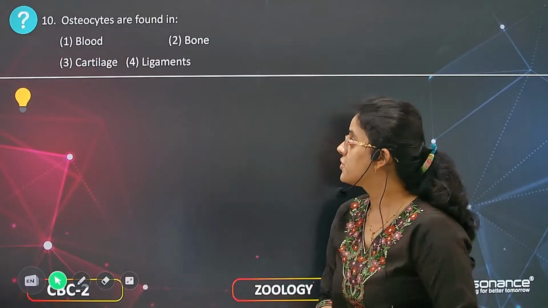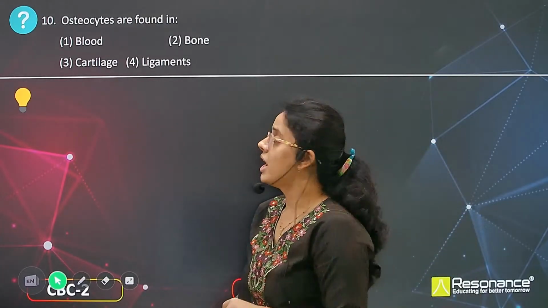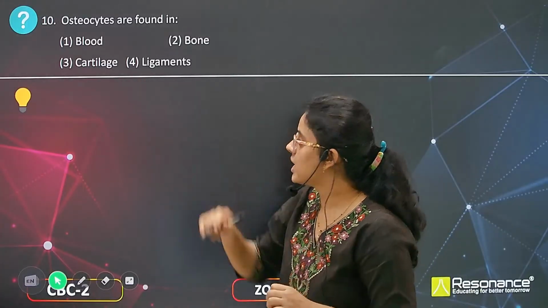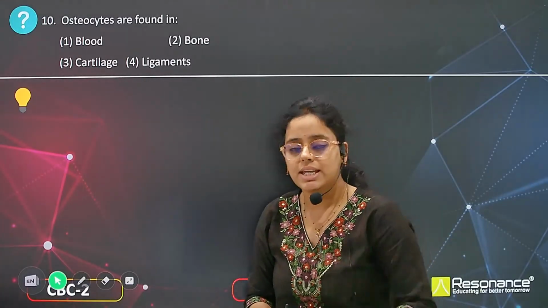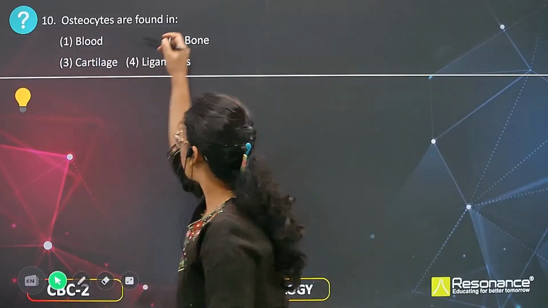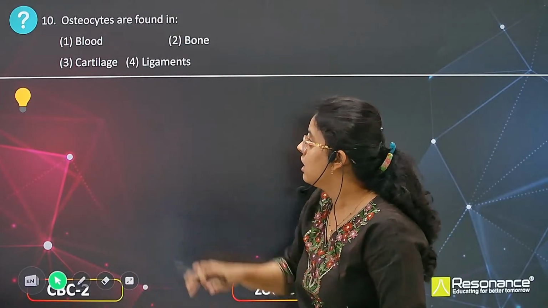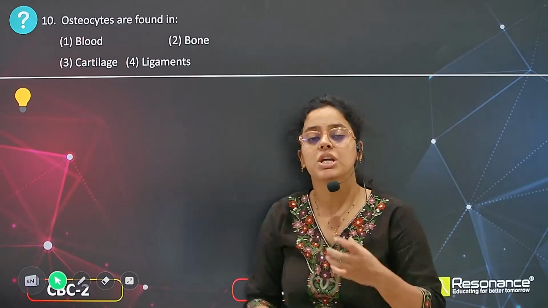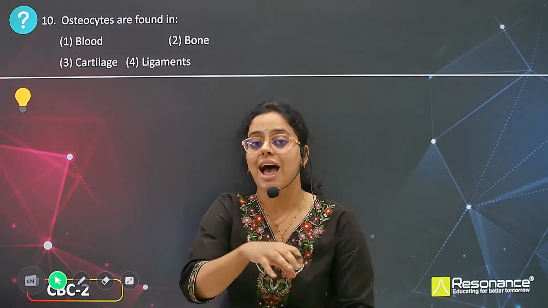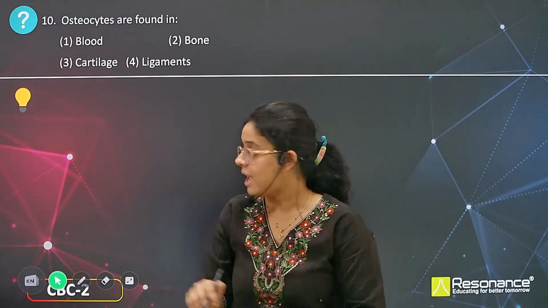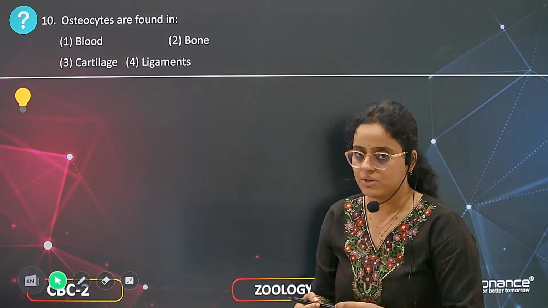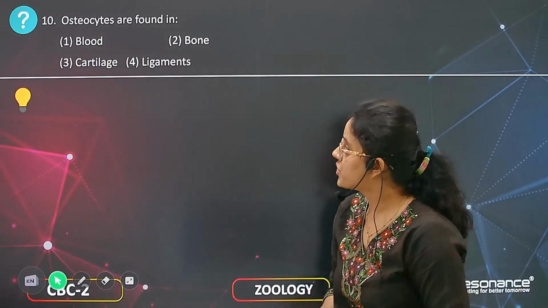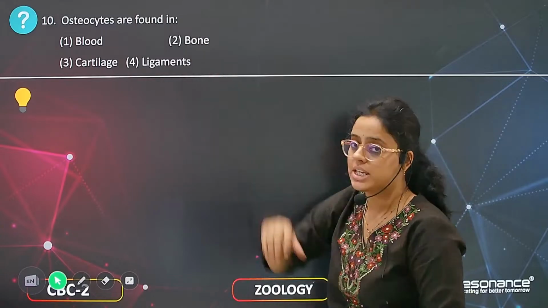10th question. Osteocytes are found in blood, cartilage, ligaments, or bones? Osteocytes are present in bones. In cartilage, chondrocytes are present. Osteocytes are the ones which make the matrix in a lamellar form around the marrow cavity, forming the Haversian canal system. So osteocytes are the ones which are present in the bone.